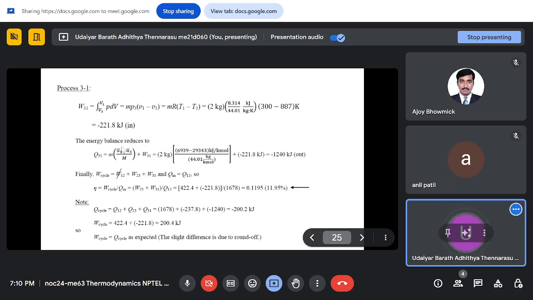The next step is again we apply an energy balance, so we can find the heat transfer, which will come out to be minus 1240 kilojoules. So for the net cycle, work transfer is the summation of all the work during the processes. This will be equal to 200.4 kilojoules, and the net heat transfer is minus 200.2 kilojoules.